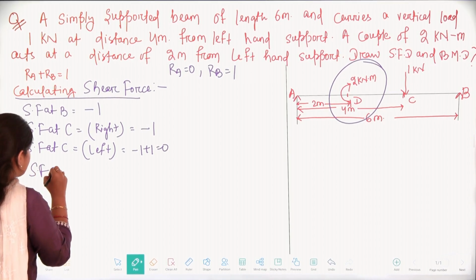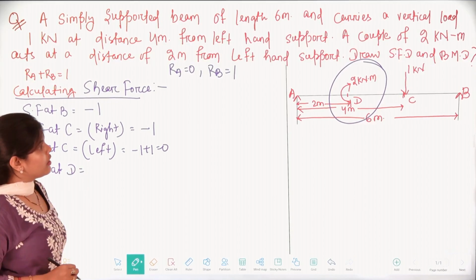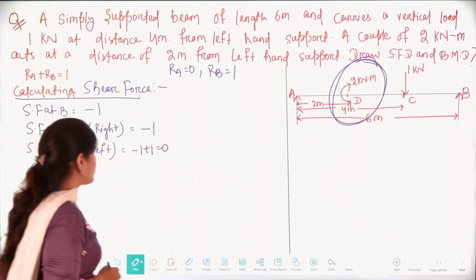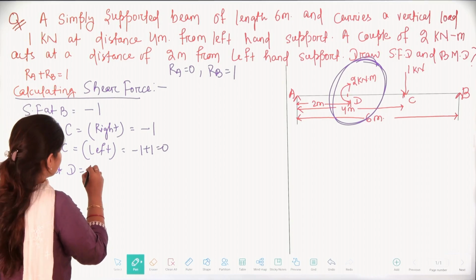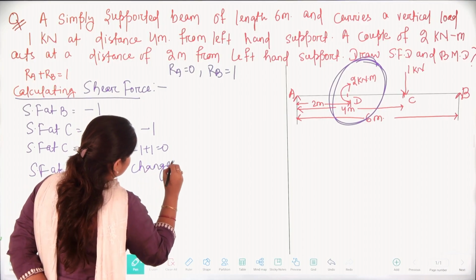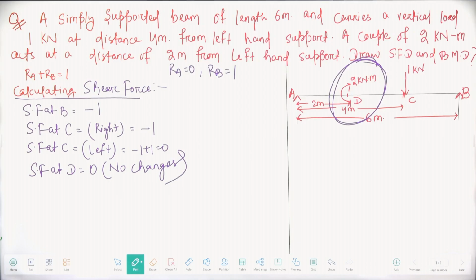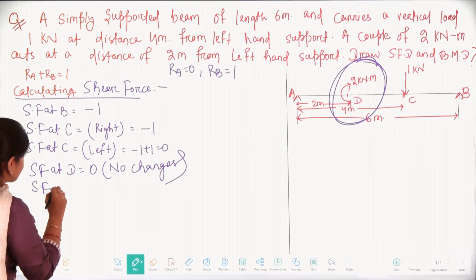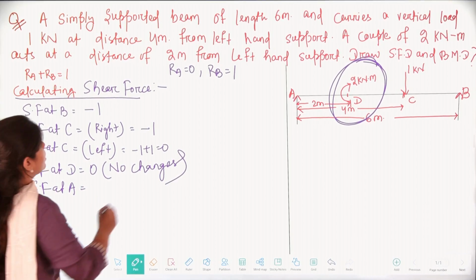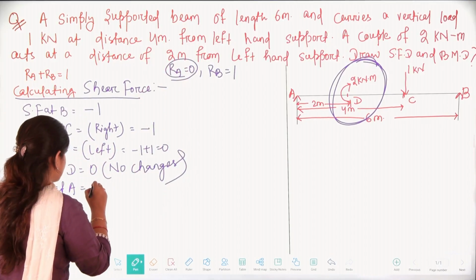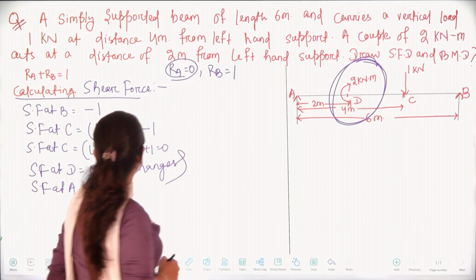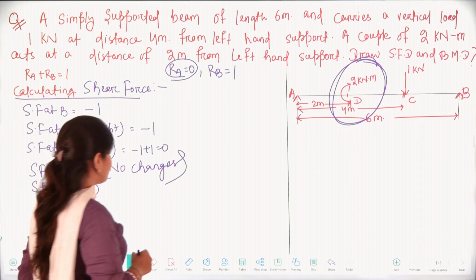And SF at D, here we have already known that the couple arises here. So there will be no changes. Shear force at D, you can write no changes for better understanding. Okay. SF at A will be, here we already have the reaction force, that is 0. So shear force at A will be what? Will be 0. Now calculating bending moment.